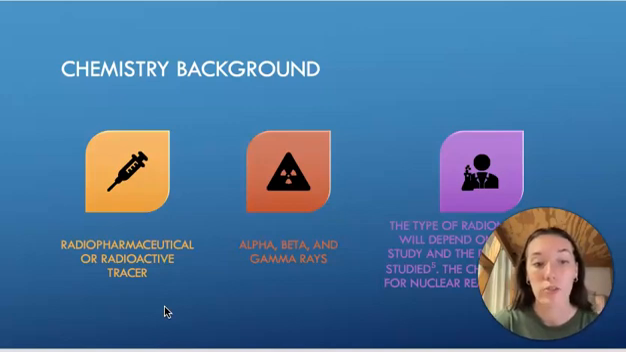The chemistry background includes radiopharmaceuticals and radioactive tracers for identifying diseases and illnesses within the body. For example, alpha rays consist of 2 protons and 2 neutrons bonded together into a particle identical to a helium-4 nucleus, and this has a +2 charge. This is used to destroy cancer cells, which is also a high energy released from this radioactive substance.